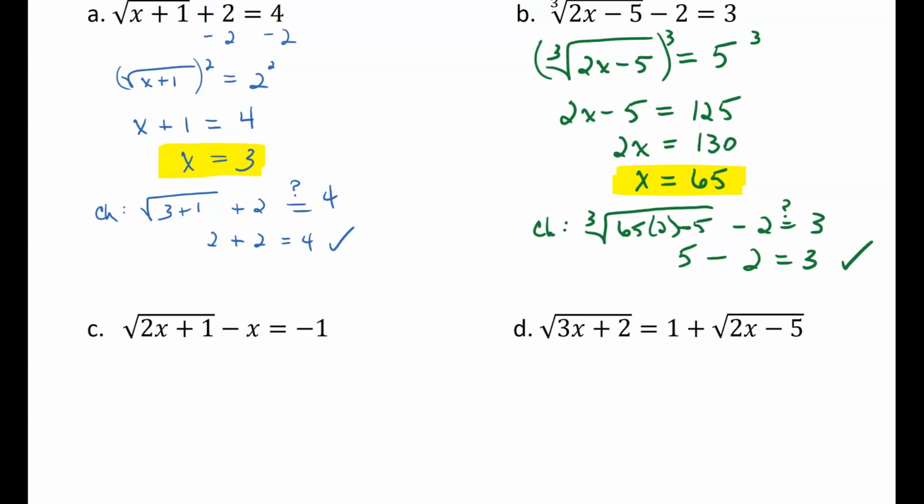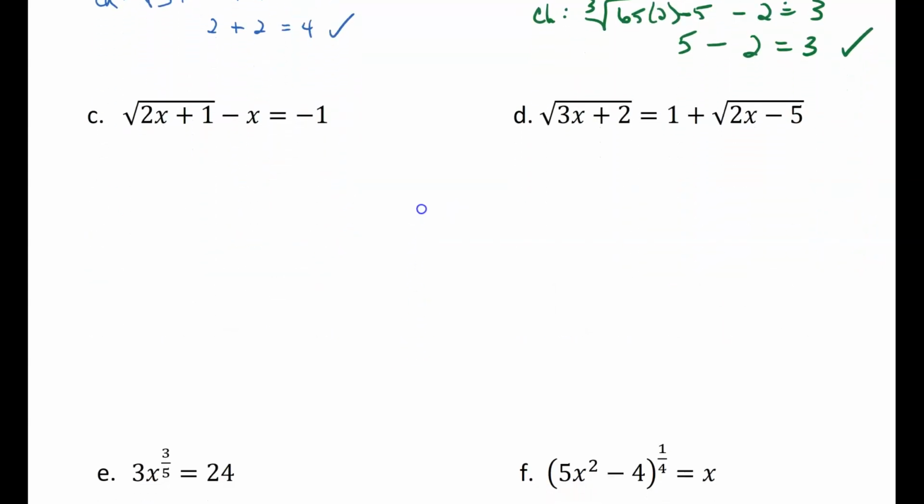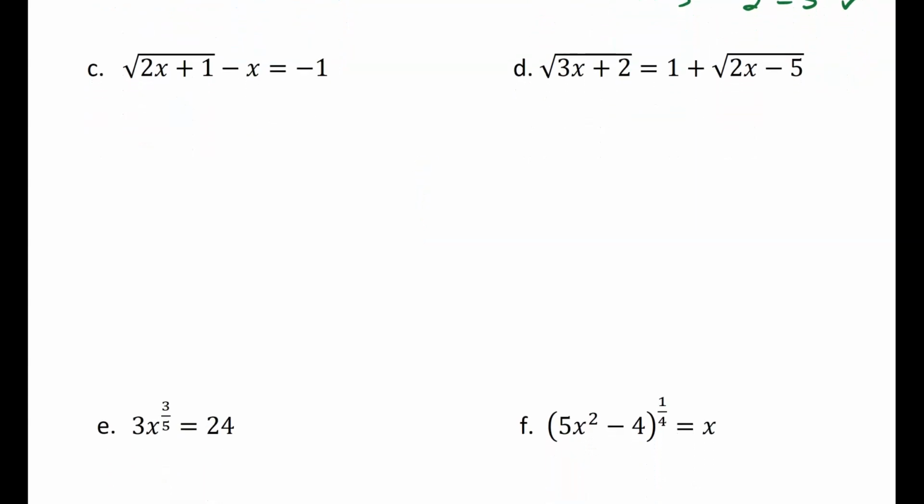Okay, so in our third example, what's changing here, you'll see, is there is an x in the radical, but also an x on the outside of the radical. So again, first thing is to isolate the radical. And it just means I'm going to have a variable on both sides. So adding the x to both sides, I get the square root of 2x plus 1 equals x minus 1.